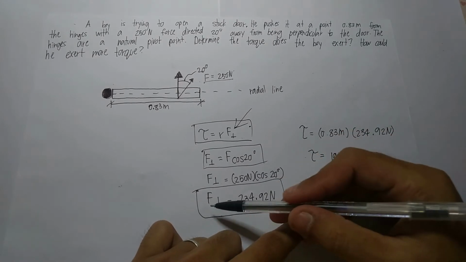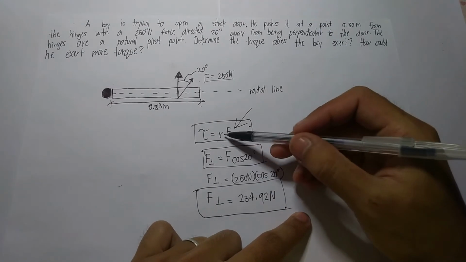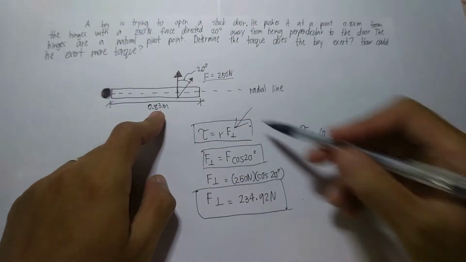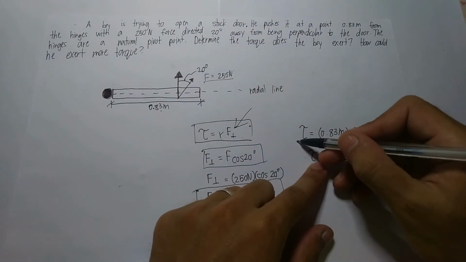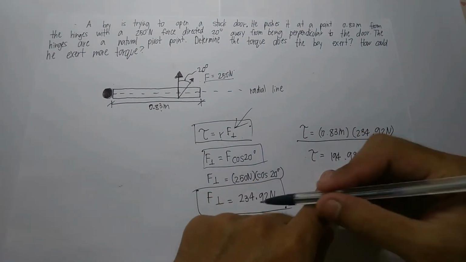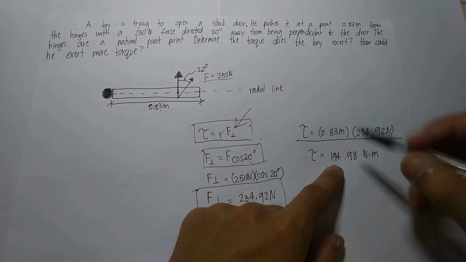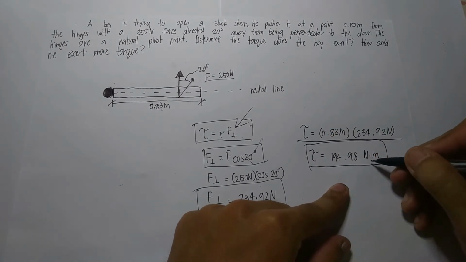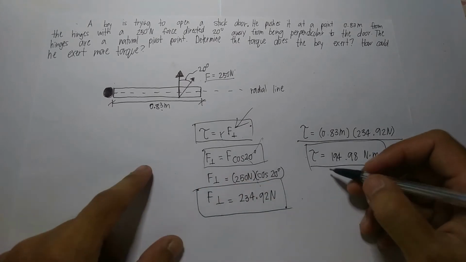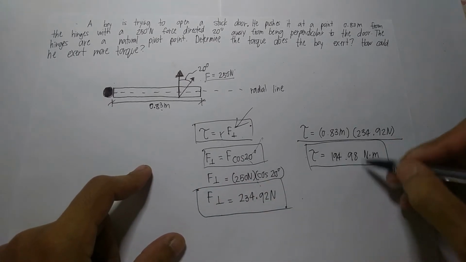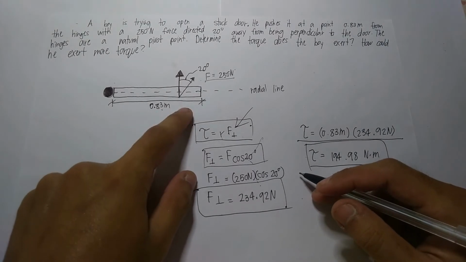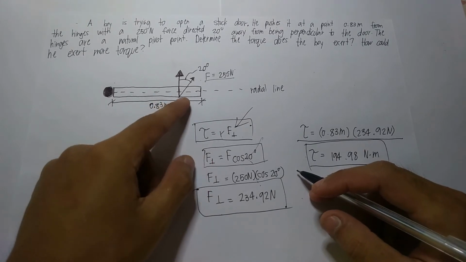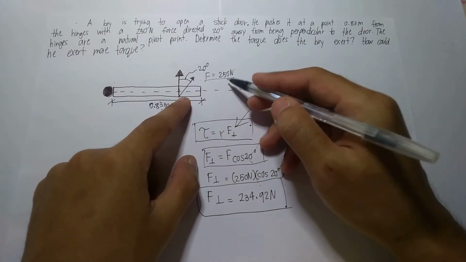So after finding the perpendicular force, we can finally plug in the values since the radius that we will utilize is 0.83 meters. We will just substitute it into the equation, and it will look like this. We will also substitute the perpendicular force. And by calculating, we will get 194.98 Newton-meters. So, this is the torque exerted by the boy given that the distance of his push from the hinge is 0.83 meters and the 250 Newton force he exerted has a certain angle of 20 degrees.